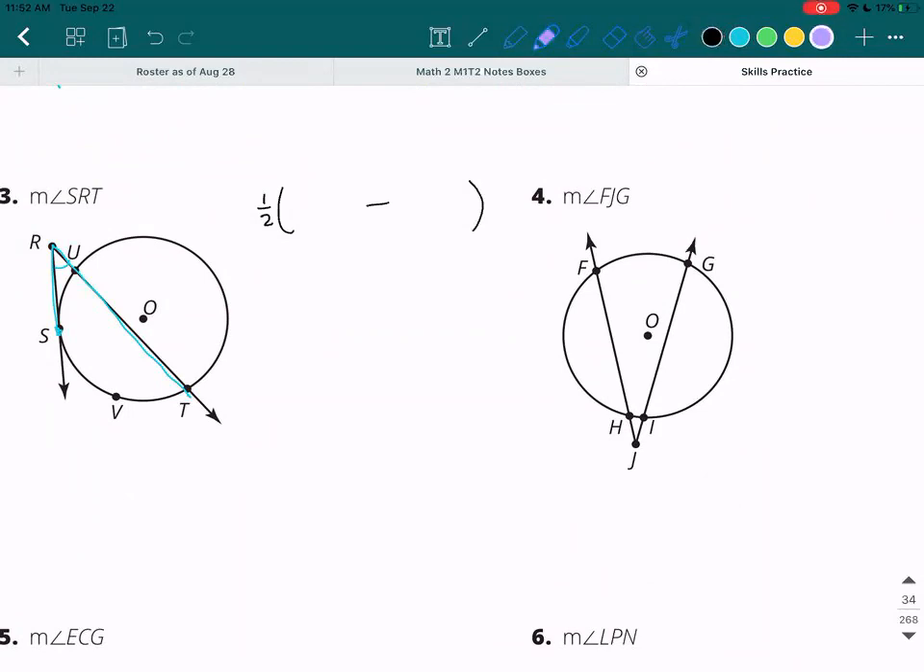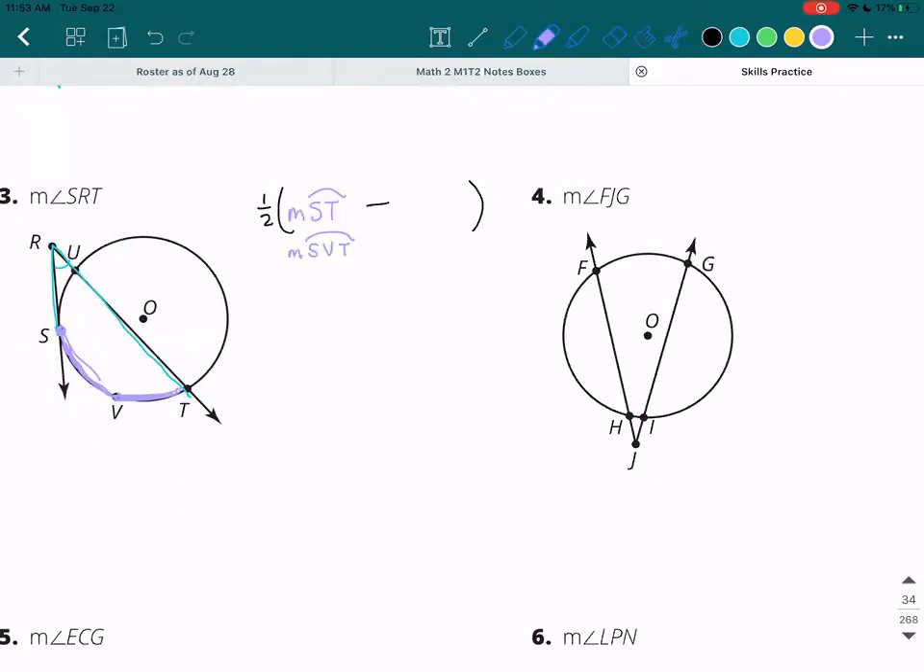Let's take a look at what our big arc is. Our big arc is over here. Since this is a minor arc, as in it's less than half the circle, I can just say ST. You don't have to include the V. If you write arc SVT, you are still correct, but I'm going to write it as measure of arc ST. You don't have to since this is a minor arc, less than half the circle. So we have that as our big arc.